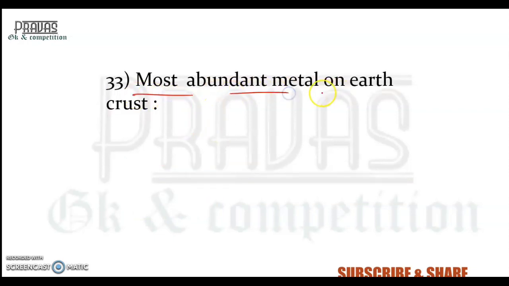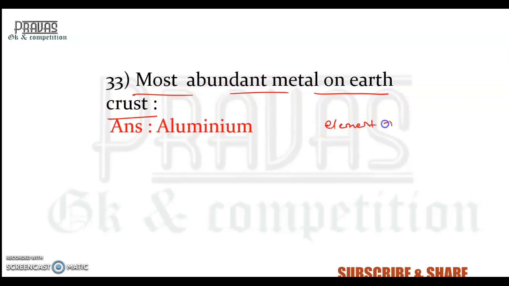The most abundant metal in the earth's crust is aluminium. Remember, the most abundant element is oxygen. The most abundant metal is aluminium.